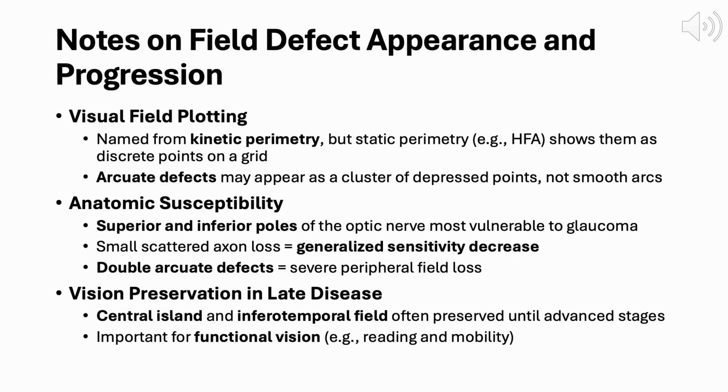Now, anatomically, the superior and inferior poles of the optic nerve are the most vulnerable to glaucomatous damage. When axon loss is scattered and mild, it can lead to a generalized sensitivity decrease. But when arcuate damage occurs in both hemifields, we may see double arcuate defects, which can result in significant peripheral field loss. Finally, it's worth noting that even in advanced disease, a central island and the inferotemporal visual field often remain preserved. This preservation is critical for functional tasks like reading, recognizing faces, and navigating safely.